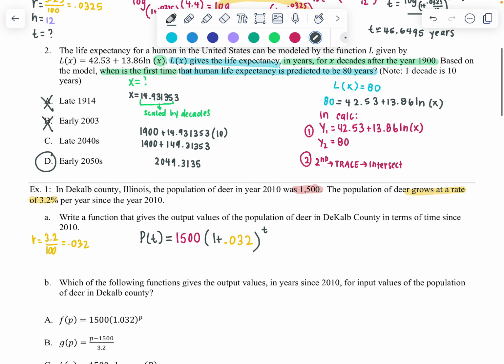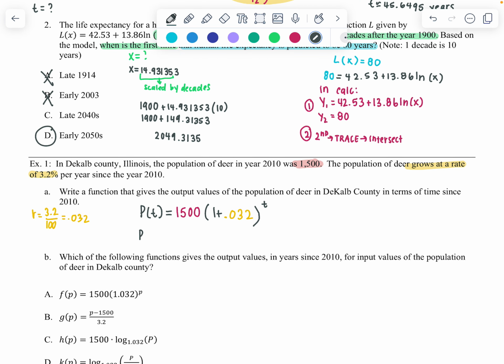So currently, in this situation, if we simplify this, we get P of t is 1,500 times 1.032 to the power of t, where our current input is years since 2010, and our current output is deer population in DeKalb County.